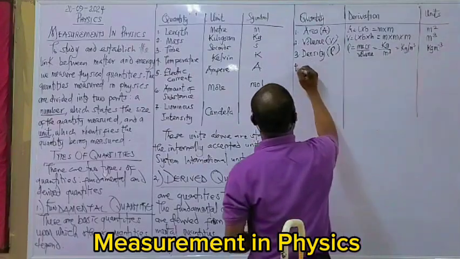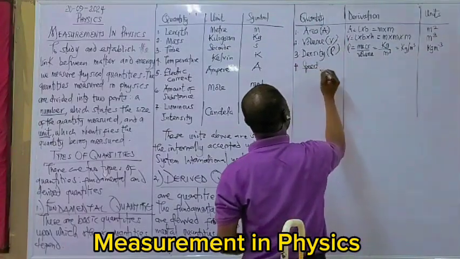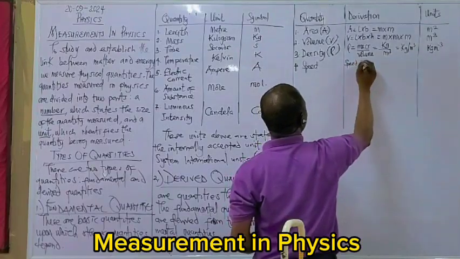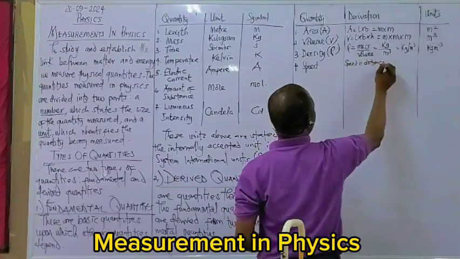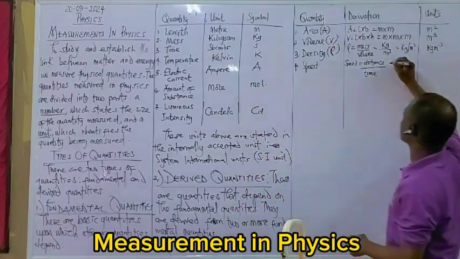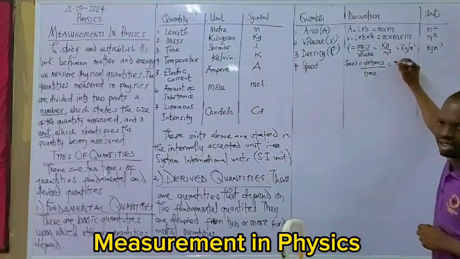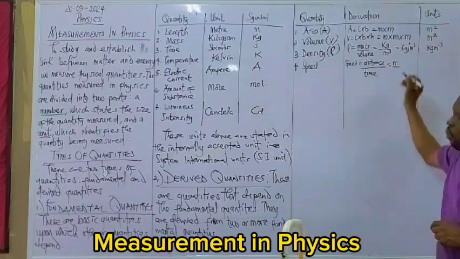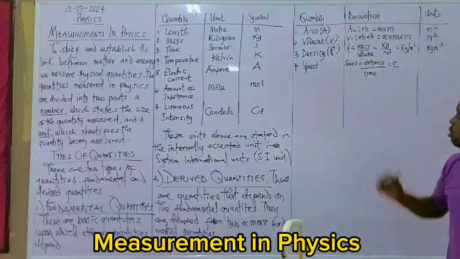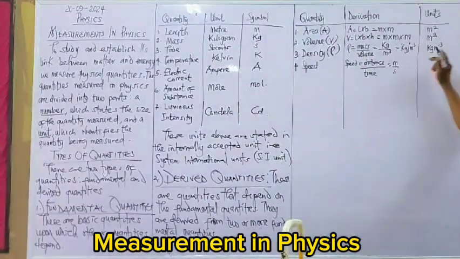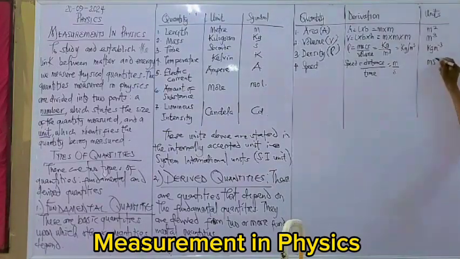The next one, let's write speed. Speed equals what? Distance over time. What is distance measured in? In length. So what do we write? Meters. And what is time measured in? Seconds. When this seconds comes up, it becomes meter raised to power minus 1. So we call this meter per second. Everybody say that.